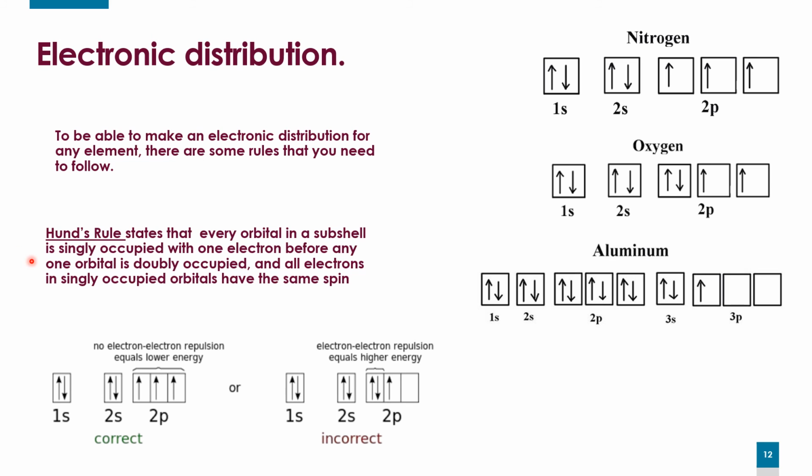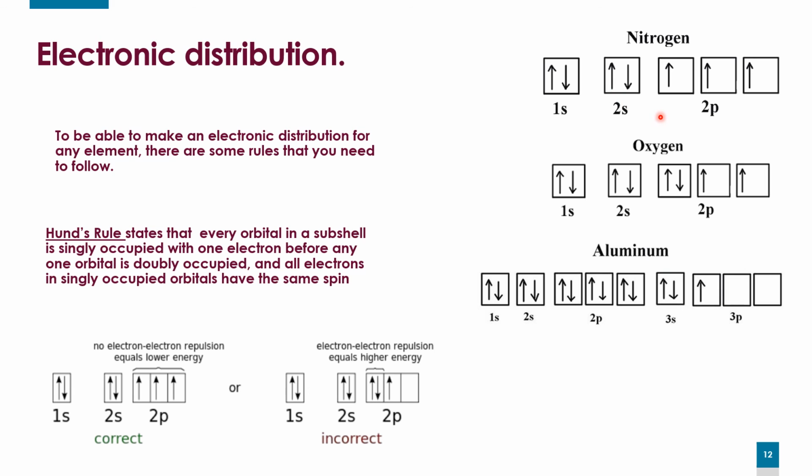The second rule that I should be following to write the correct electronic distribution is another rule that's called Hund's rule. Hund's rule states that every orbital in a subshell is singly occupied first with one electron before any other electron is doubly occupied. And what do I mean by that? Let's take the 1s. I get one electron, then the second one. I can have only 2 electrons in the 1s, and the 2s is the same.